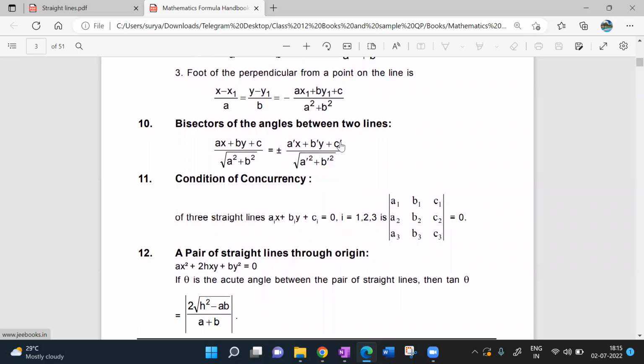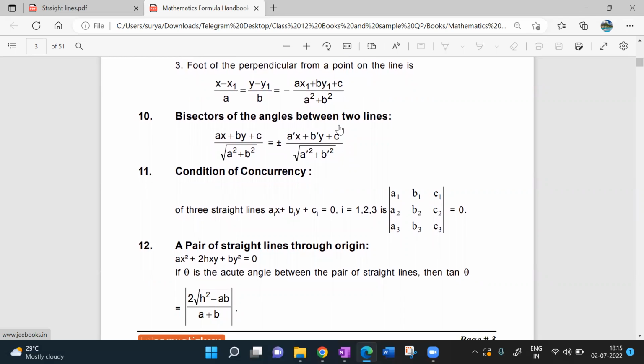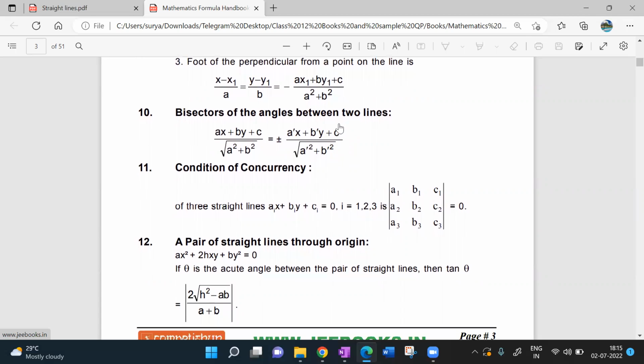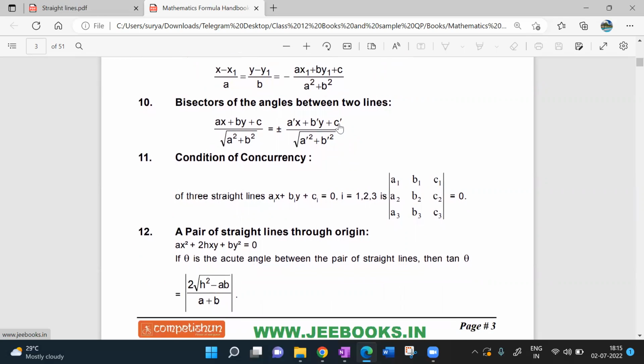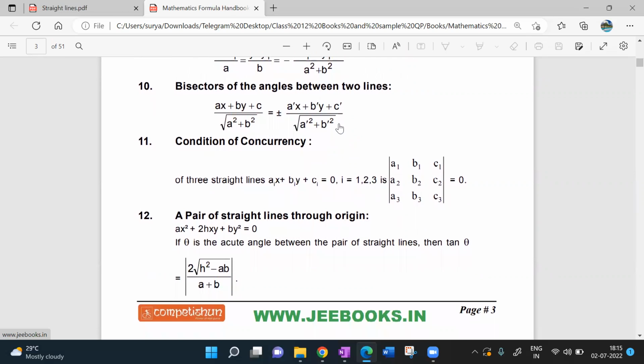Foot of perpendicular formula, this is very important. Foot of perpendicular from a point to the line: x minus x1 by a, y minus y1 by b is equal to minus of ax1 plus by1 plus c by a square plus b square. Bisector of the angles between two lines.